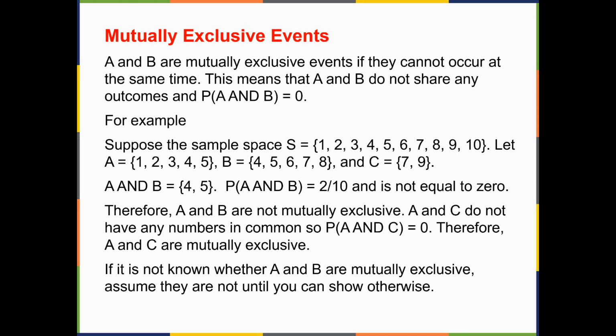They're not mutually exclusive. How about A and C? They do not have any numbers in common. The probability that A and C both occur is 0. They are mutually exclusive. If you do not know if events are mutually exclusive, assume that they are not until you know for sure that they are.